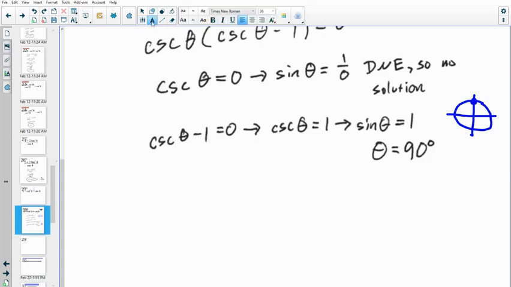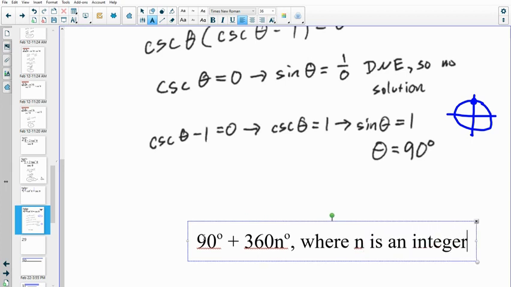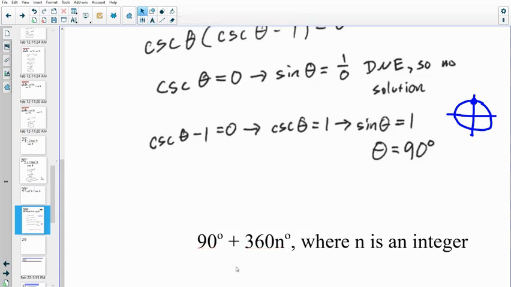My answer would be 90 degrees plus 360n degrees, where n is an integer. So I could add 360 once, twice, 3 times, 10 times, or I could subtract 360 as many times as I want to, and that takes care of all of my possible answers.